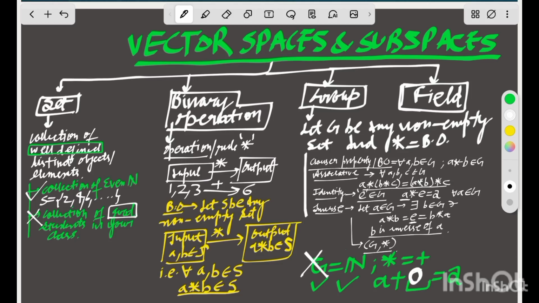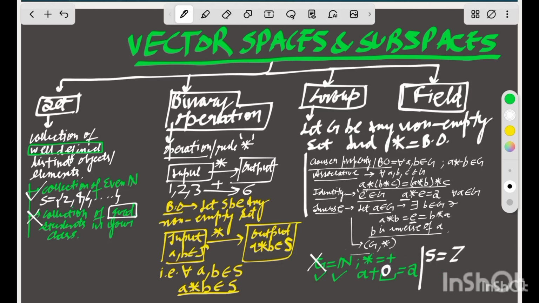Next example: let the set be the set of the integers and the operation be addition. The first property is satisfied, as the sum of two integers is an integer. The second also holds, as addition is associative. The third property is the identity. Here 0 acts as an identity, and 0 also belongs to the set of integers. This implies the set has an identity element, and that element is 0.